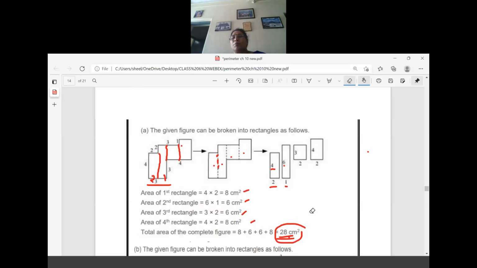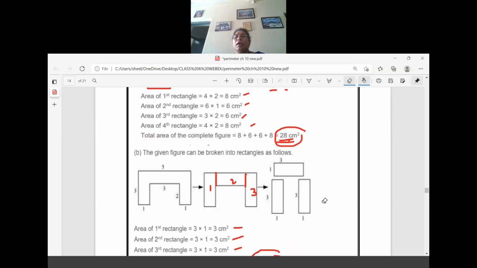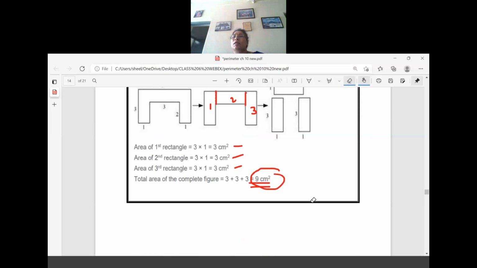In the first case, how many rectangles did we get? 4 only. Now we got 3 only. Like that you can divide and find the area. Finally we have to go for the total only.